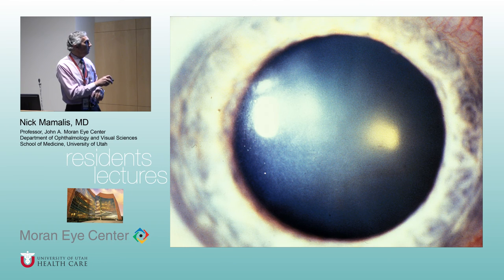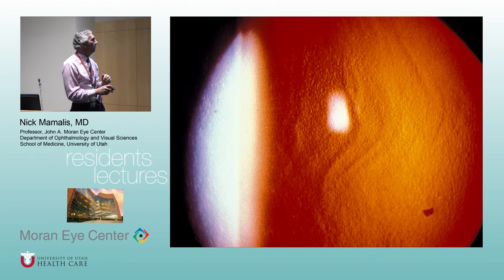And when you look at these, as I said, it looks like a beaten metal appearance, but it's deep. When you put the slit lamp on a true Fuchs, you'll actually be able to see that it's very deep. And here's retroillumination, and you've got all these little dots. It looks like someone just pounded a sheet of metal.